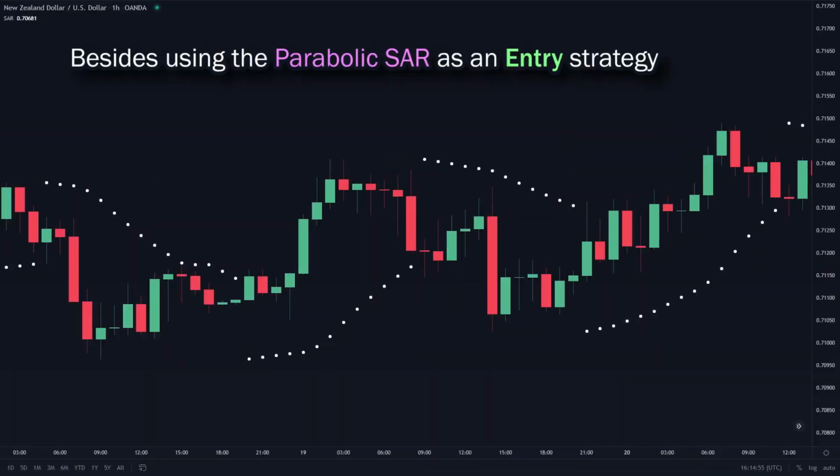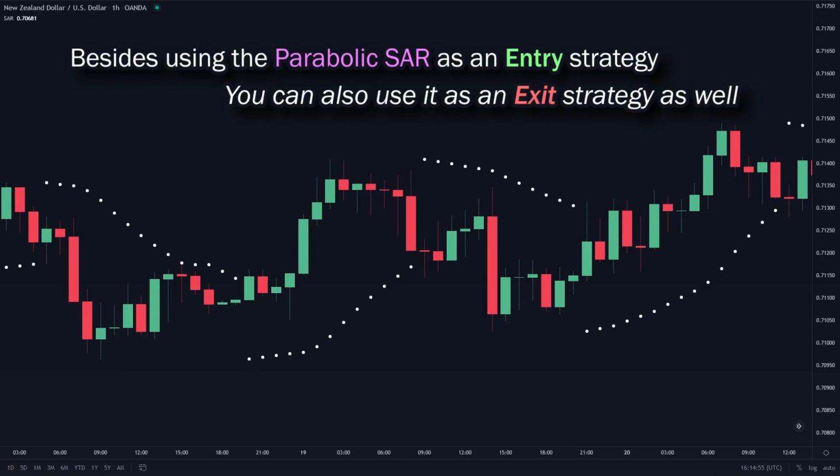Besides using the Parabolic SAR as an entry strategy, you can also use it as an exit strategy as well. And one of the most common ways that traders use it as an exit strategy is by simply waiting for the Parabolic SAR to switch positions. Let me show you an example.